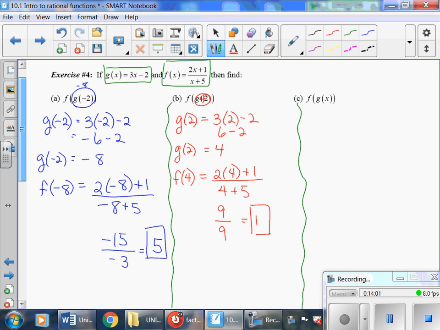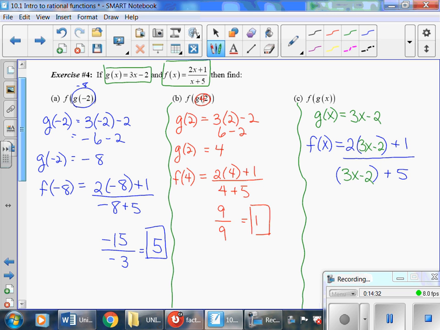And C, because this one has no number here, we're just going to start with g of x. So we know g of x is equal to 3x minus 2, and we're going to substitute that in wherever there's an x in our f of x. So f of x is equal to 2 times x plus 1 divided by x plus 5. And wherever there's an x, we're going to put in our 3x minus 2. And now we're just going to simplify it.